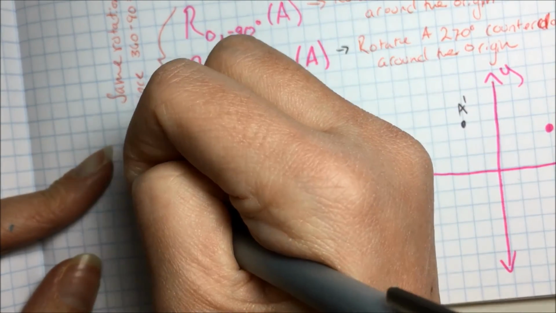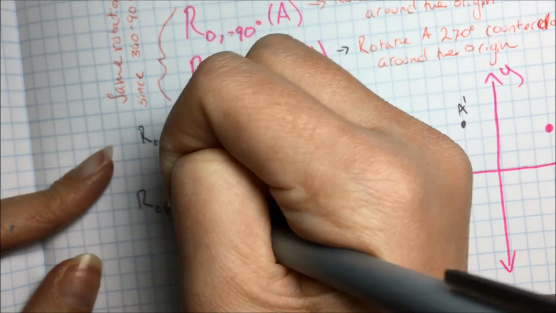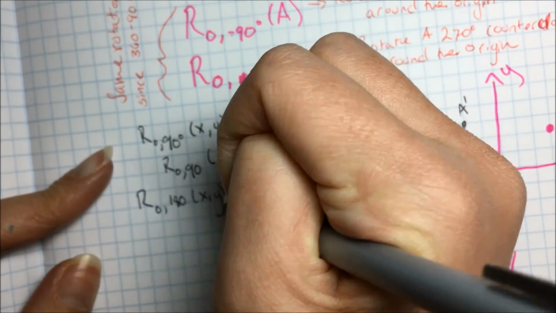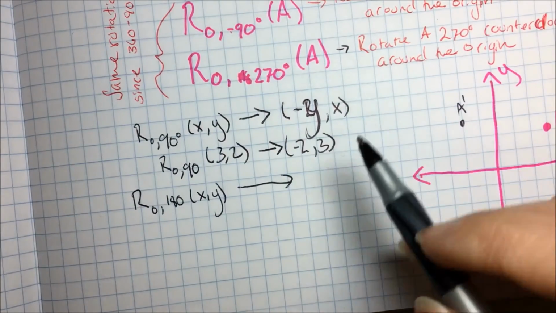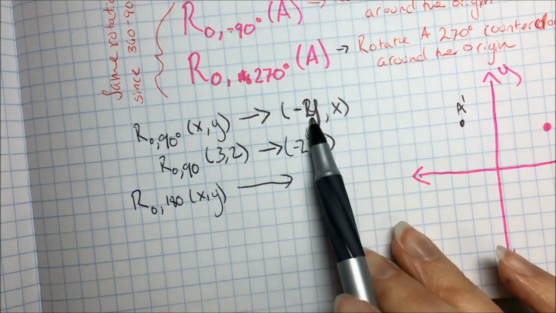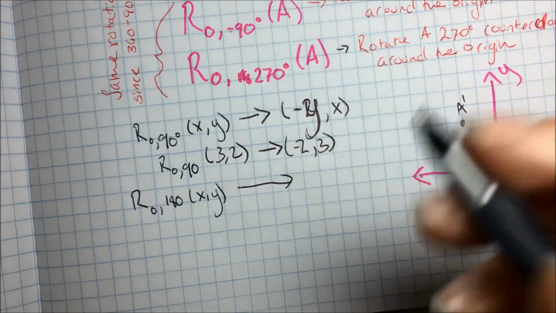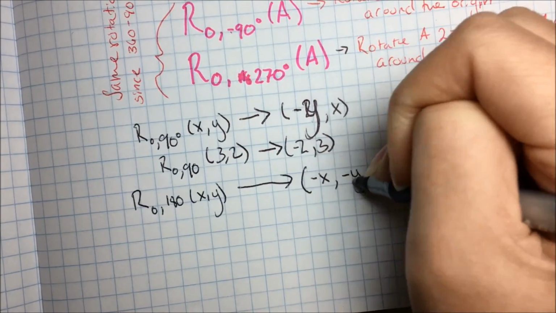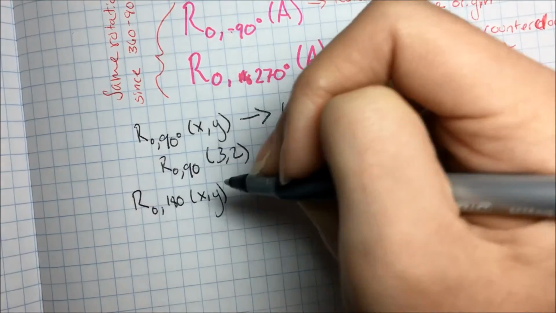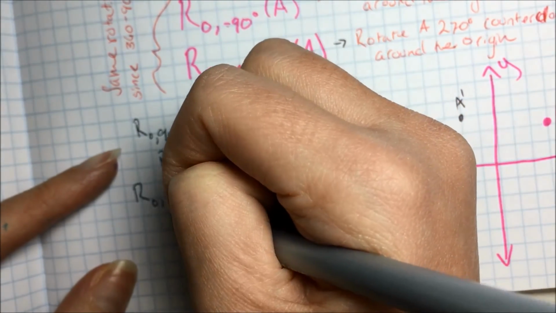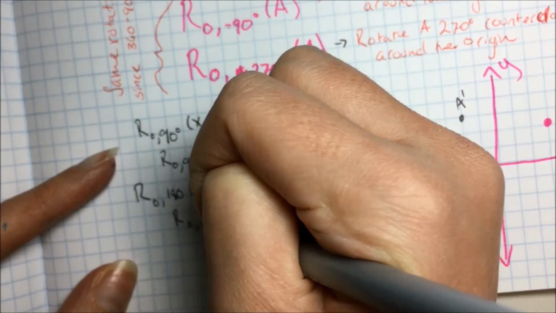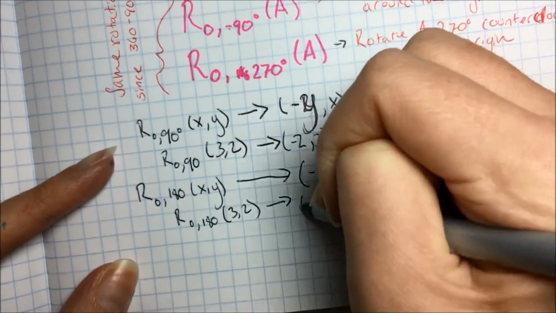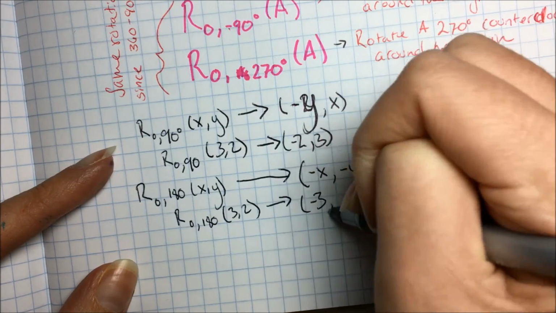If I were to rotate around the origin 180 degrees, x comma y, I would essentially do two 90-degree rotations. So it'd be negative y comma x, and then I would switch it again and negate the x value, negative x comma negative y. So the rotation around the origin of 180 degrees of 3, 2 would be negative 3, negative 2.